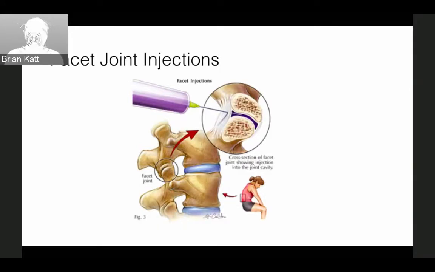So that's epidural steroid injections. Any question about epidural steroid injections? The bottom line about that is acute radicular pain from a herniated disc, they're fantastic for that. Other than that, they're very questionable.